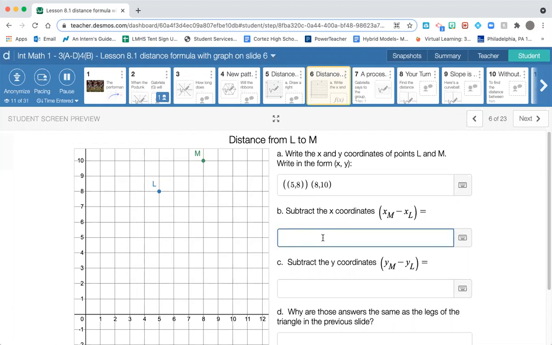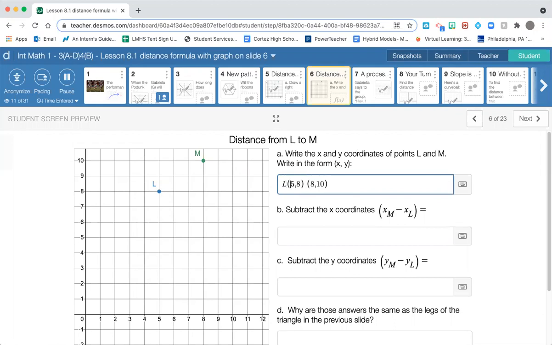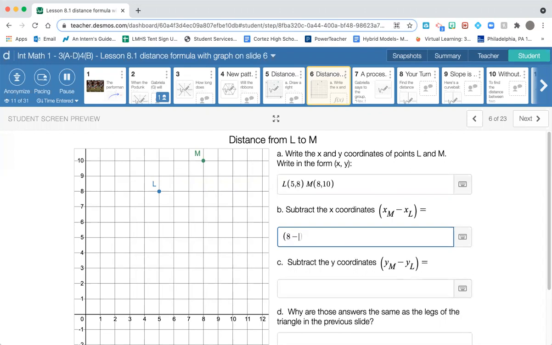Got that. This is having us subtract the X coordinates. So let's take a look at this. We said that 5, 8 was the point for L. 8, 10 was the point for M. So this is having us just subtract these X coordinates. So we said X of M was going to be 8. And if we want to deduct X of L, that's 5. So this should be equal to 3.